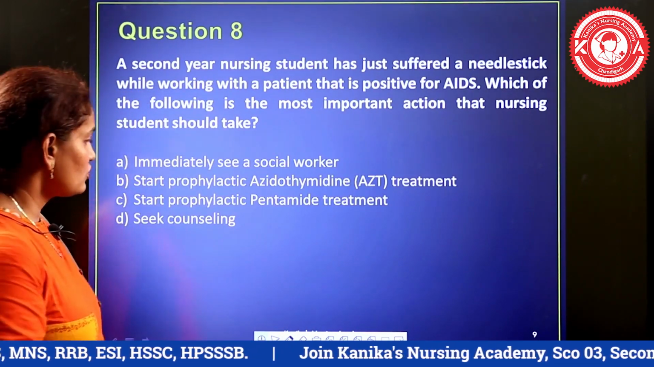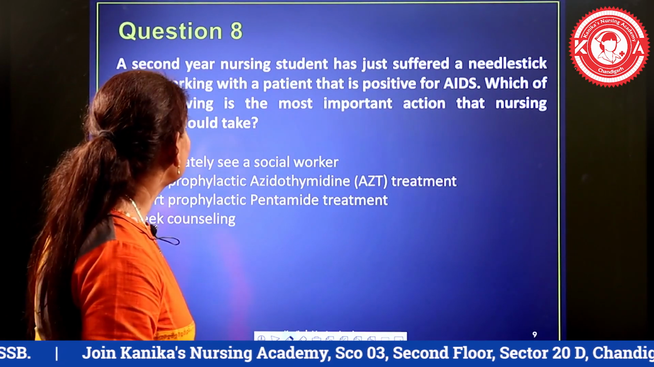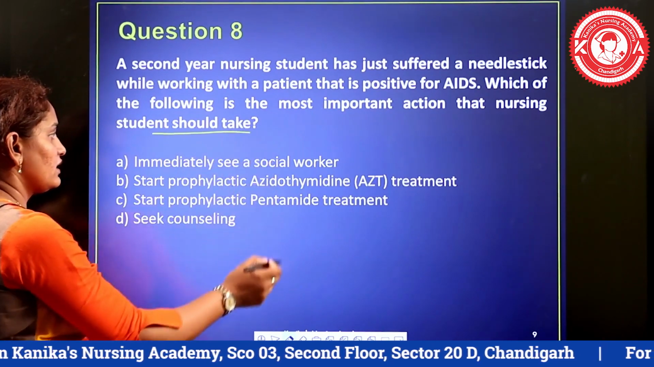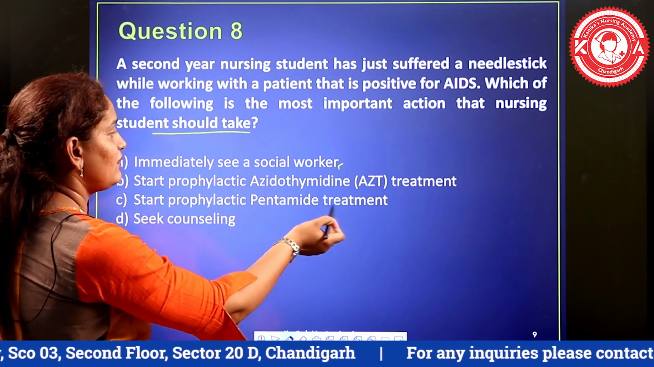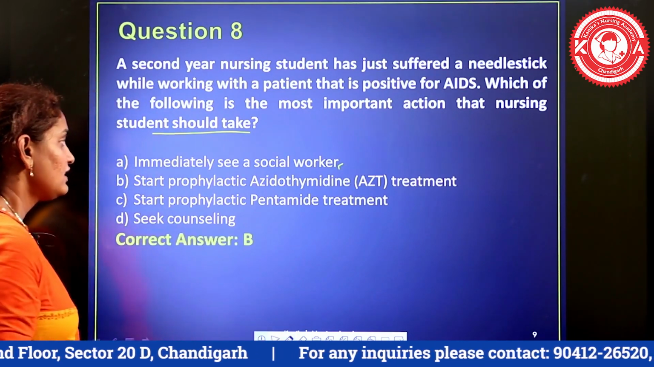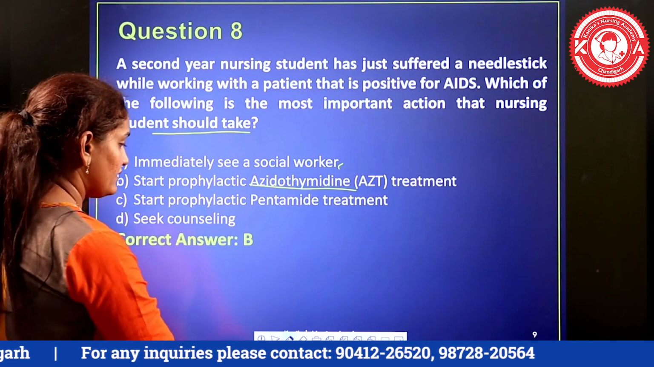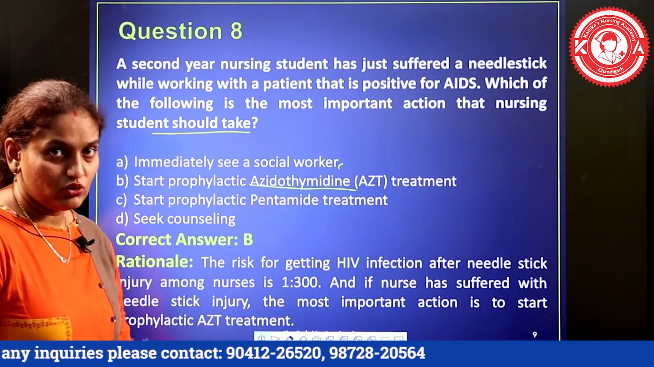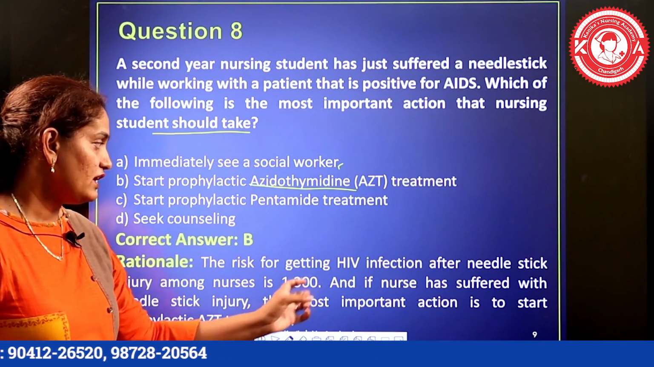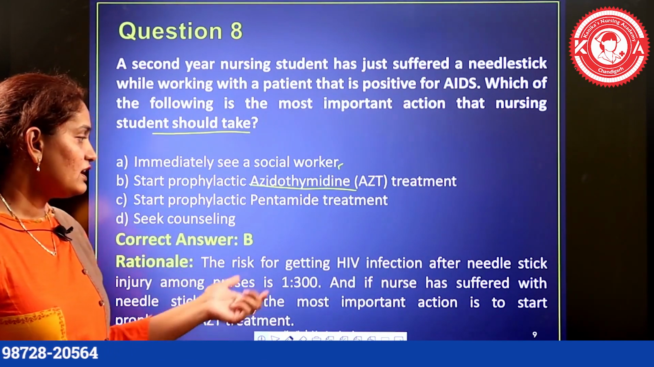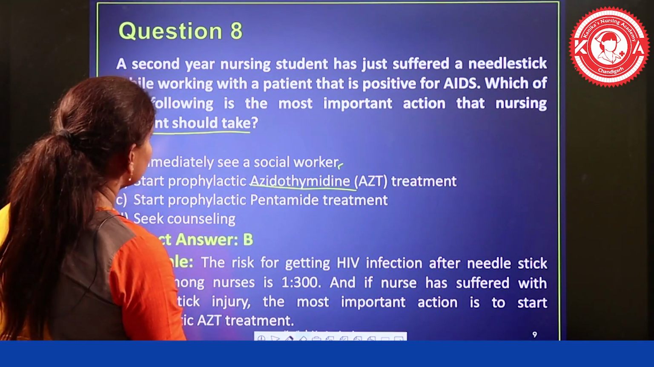Question number 8: a second year nursing student has just suffered a needle stick injury while working with a patient who was positive for AIDS. Which of the following is the most important action that the nursing student should take? Immediately see a social worker, start prophylactic azathioprine treatment, start prophylactic pentamidine treatment, or seek counseling. The correct option is B, start prophylactic azidothymidine (AZT) treatment. We all have to know that the risk of getting HIV infection after a needle stick injury is 1 in every 300 needle stick injuries. So if any student nurse or nurse has suffered this injury, the most important action is to start prophylactic AZT treatment immediately. So this is the 8th question.